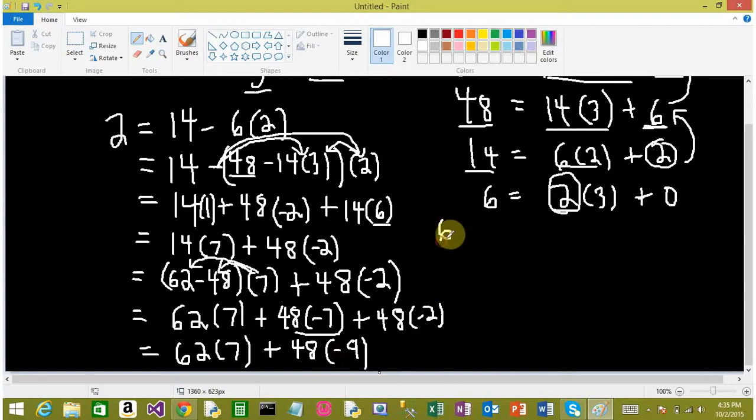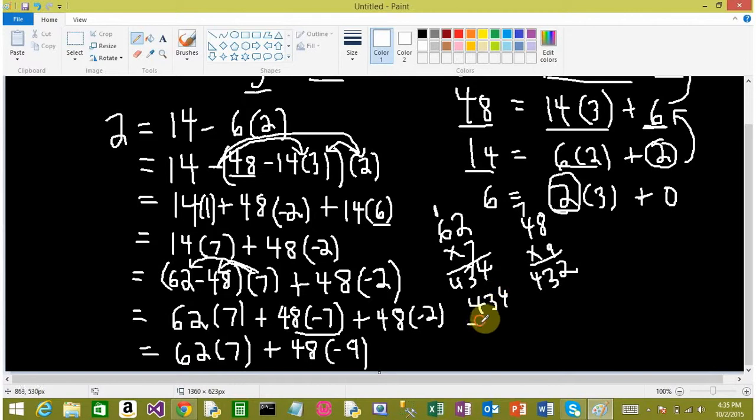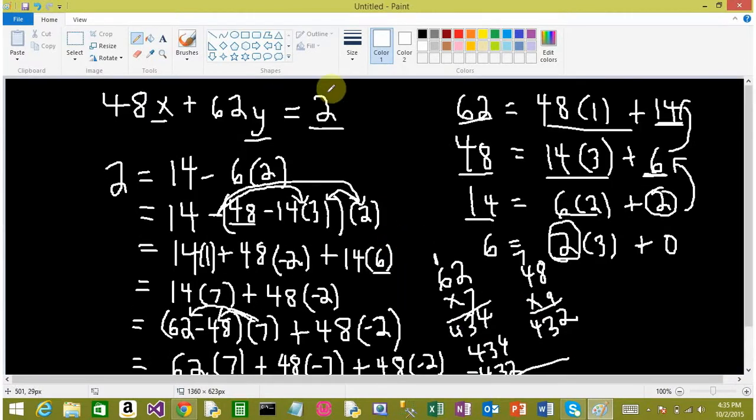So let's check to see if we get 2 from that result. 7 times 2, 14. 42, so that's 434. And then 48 times 9, 72. So that's going to be 36. 7 is 432. So 434 minus 432 gives us 2. And that's what we wanted.